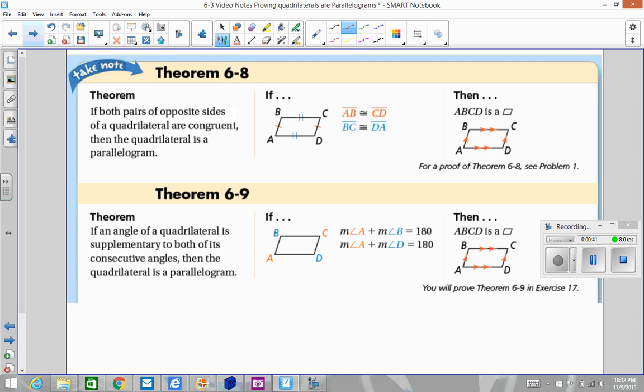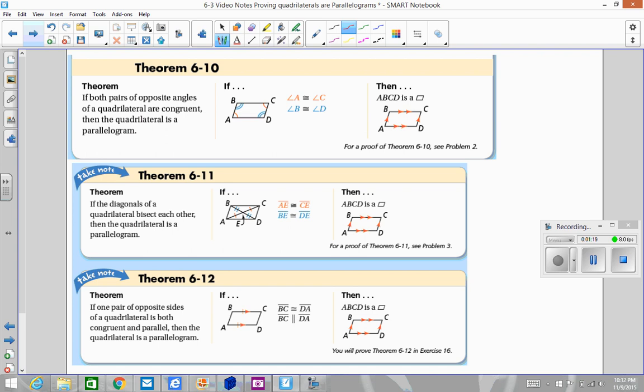First thing I want you to do is write theorem 6-8. I want you to have this theorem and this picture, so pause the video and put those down. This first one says that if both pairs of opposite angles are congruent, then the quadrilateral must be a parallelogram. The next one says that if the consecutive angles of the quadrilateral are supplementary, then it must be a parallelogram. So get that one written down also with the pictures and everything.